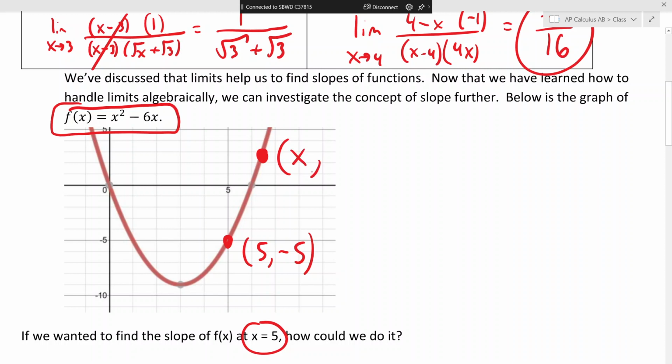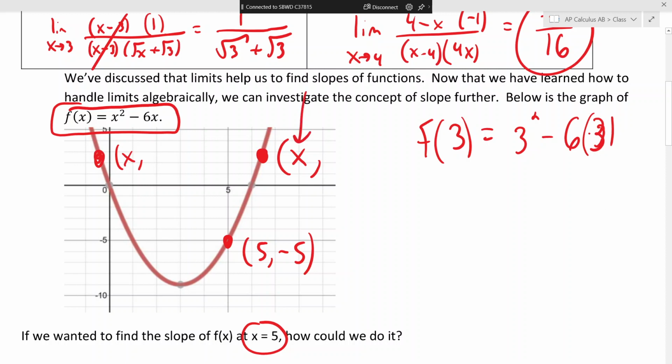What's the y value there? So remember, I put that point there, but I can put the point over here and call that x. It doesn't matter where I'm drawing it. But if the x value is x, what's the y value? How do we find the y value? Always, if I told you the x value was 3, look at the function. That's 3 squared minus 6 times 3, right? You all see what I'm saying? So if the x value is x, what's the y value?